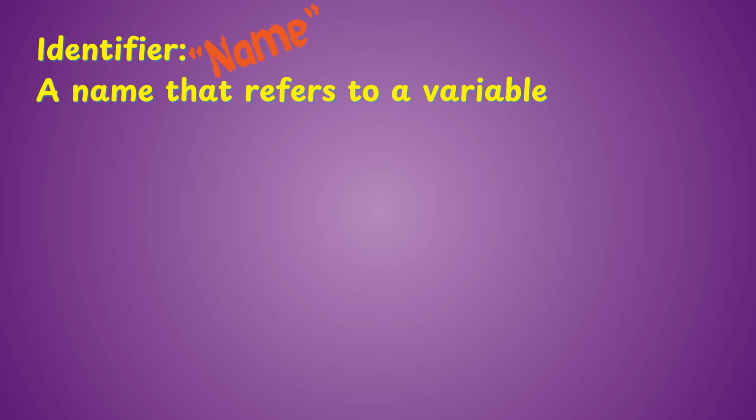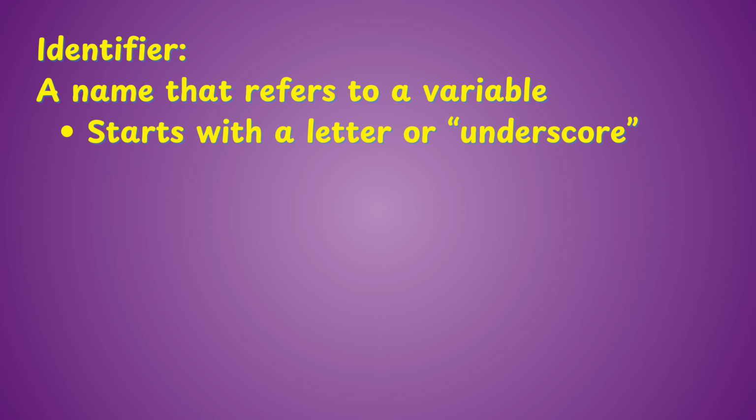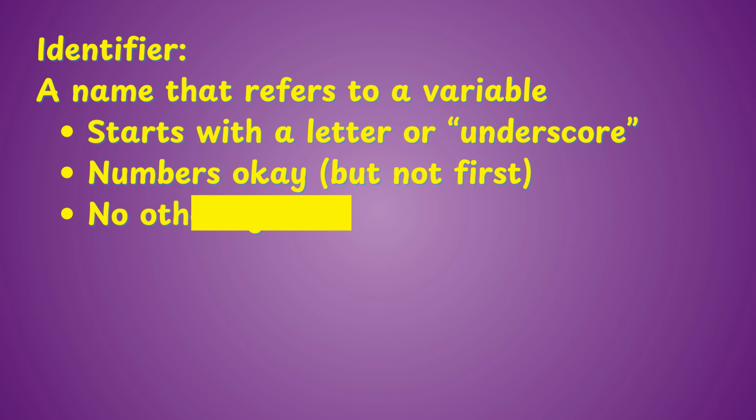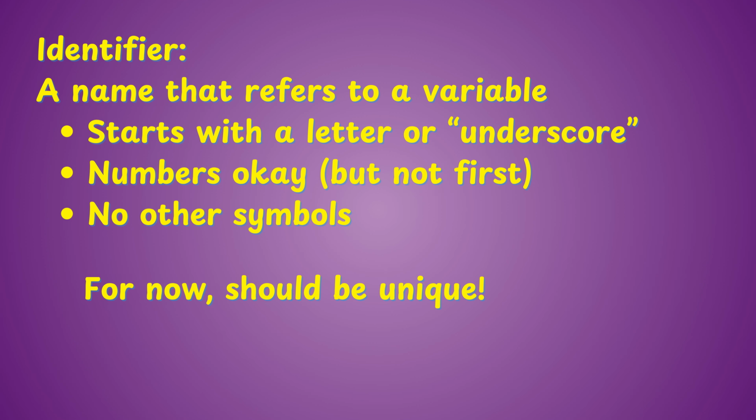Now, Python doesn't really care what name or identifier we give to a variable, as long as it follows a few rules. It has to start with a letter or an underscore. It can have numbers or digits, but not at the start, and it can't have any other symbols, including spaces. Oh, and for now, you can't use the same name or identifier twice. But there are some exceptions, so we don't count that as a rule for now.